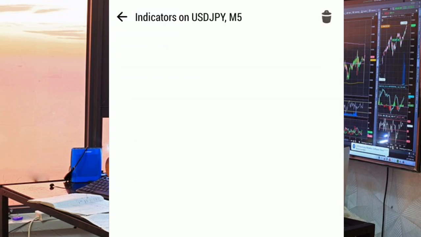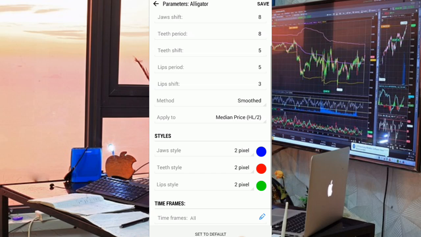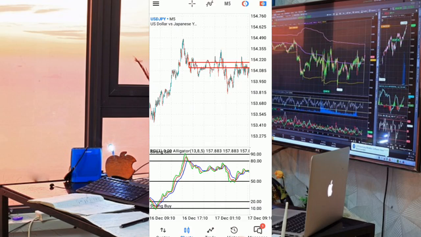On the indicator window 1, what you're looking for is alligator. For the alligator, it's best that you click down here. This is where you're going to click for the alligator, on the set to default. Some people are complaining that they don't have set to default, so please make sure that we are on MT5 and you have updated your app. Make sure you update your MT5 app before you do these settings, because some people are complaining it's not there on MT4, so they couldn't do it. So right now, make sure you update your MT5 and you are ready to roll.